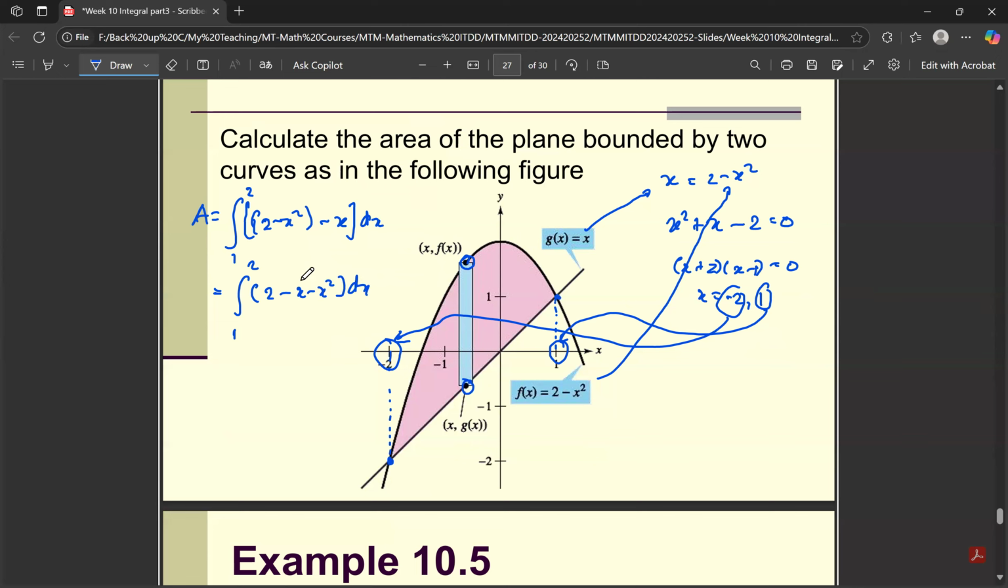Okay, this is easy to find the integral. So we have 2x minus 1 over 2 x squared minus 1 over 3 x cubed. We evaluate from minus 2 to 1, sorry, this must be a mistake. From minus 2 to 1, yeah, from minus 2 to 1.